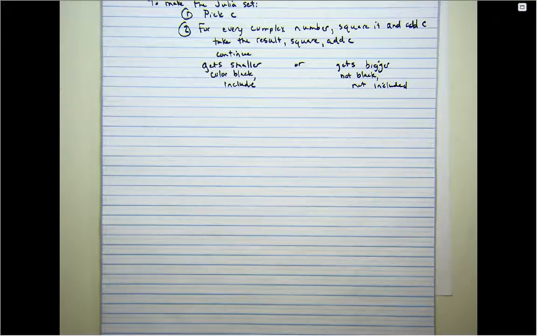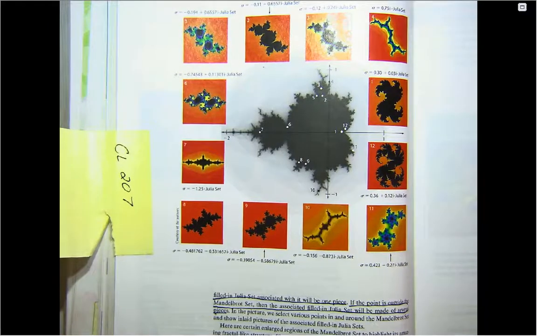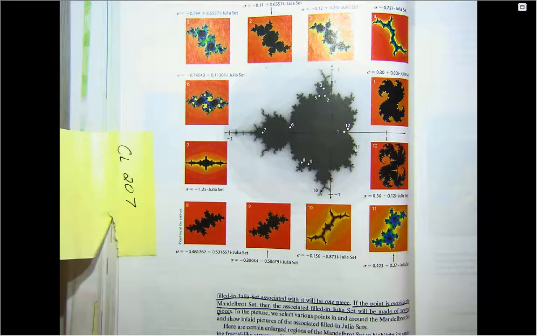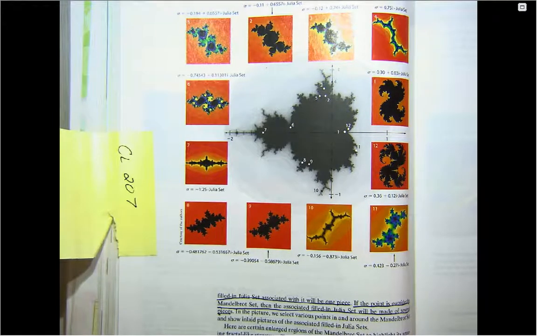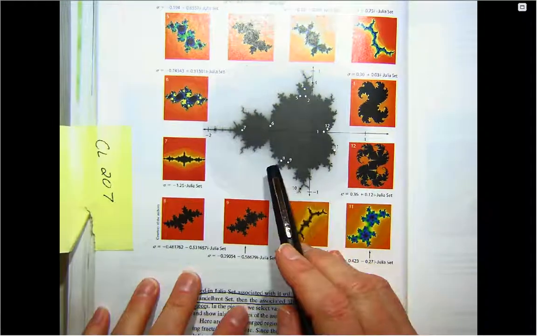So the Julia sets then are all those black points, because when you square them and add their complex number c, they get smaller and smaller. Now the Mandelbrot set, we still haven't got to. What is the Mandelbrot set? So here's a picture of the Mandelbrot set circled by Julia sets. The Mandelbrot set is all of the complex numbers whose Julia sets are connected. So let's write that down. Well, we'll write that down in a minute. So actually it'll be easier to understand if we write it down.